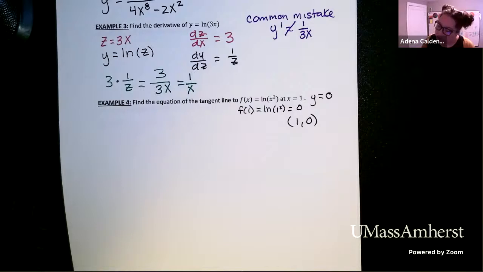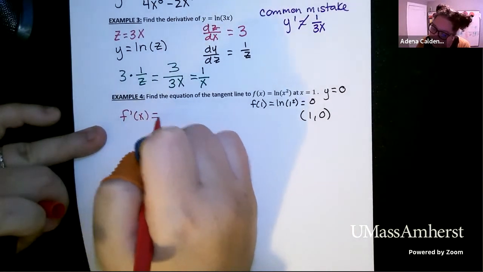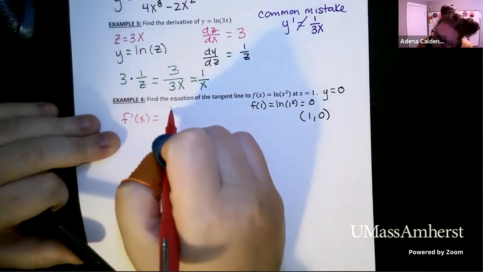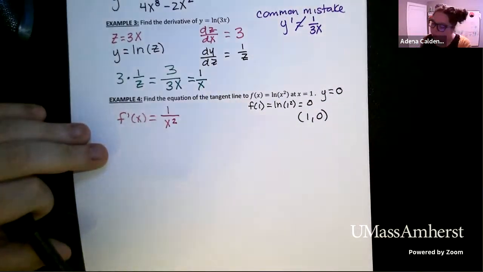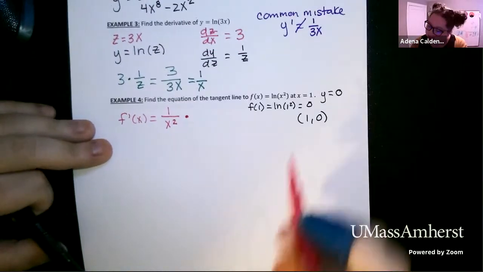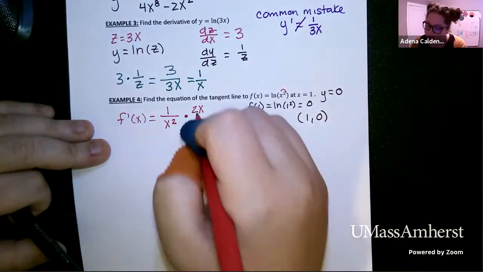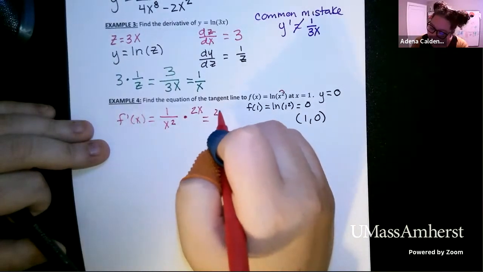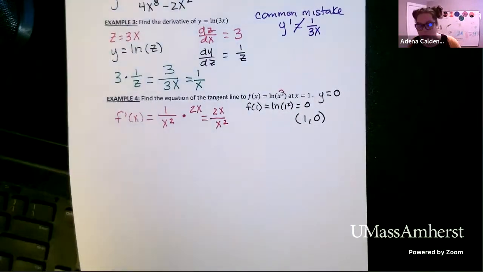Now, we also need to find the slope by considering the derivative, okay? So we had the natural log of x squared. So using the chain rule, that's going to be 1 over x squared, so 1 over whatever's inside, times the derivative of the inside. The derivative of x squared is 2x. So I'm going to simplify this by bringing the 2x into the numerator. So I have 2x over x squared.